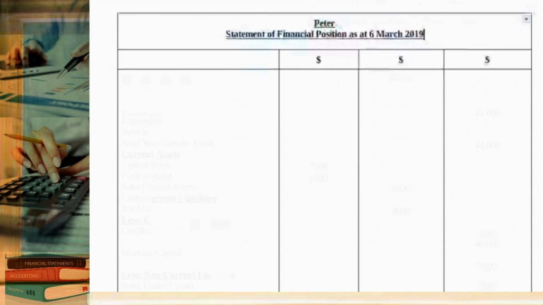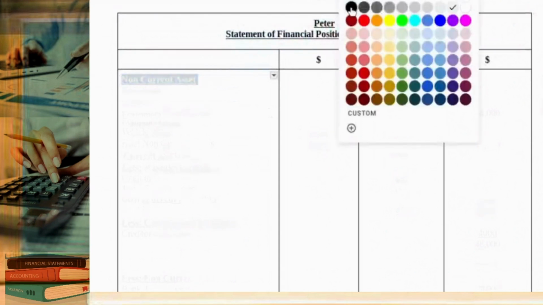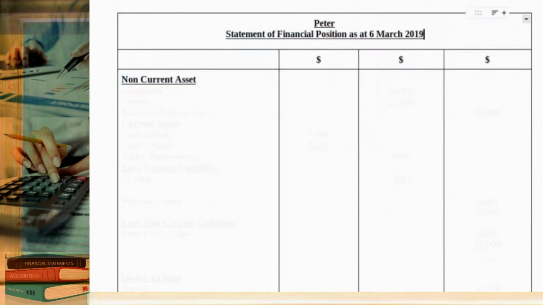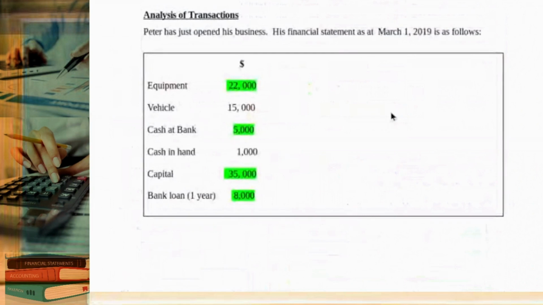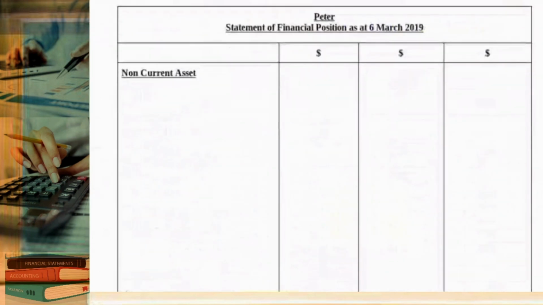So the first heading that we're going to have is non-current asset. A non-current asset is the same as the fixed asset. So we're going to rush to the first balance sheet and we're going to pick up all the non-current assets. So there are only 2 non-current assets in this transaction. So we only had equipment and vehicle.